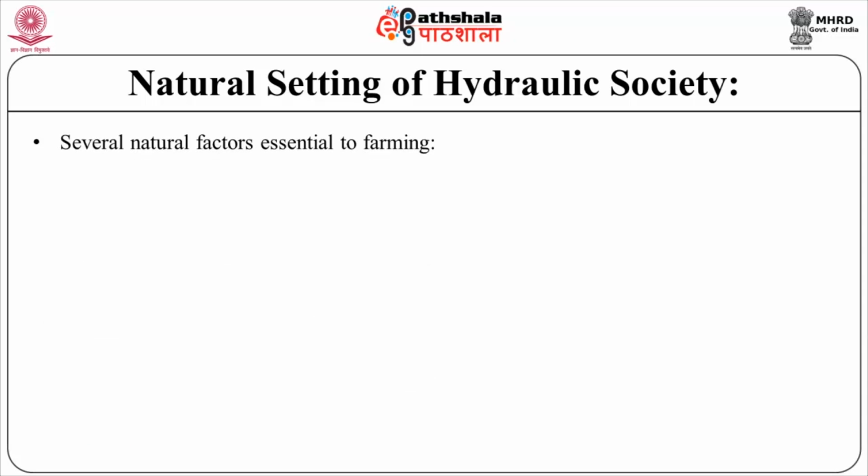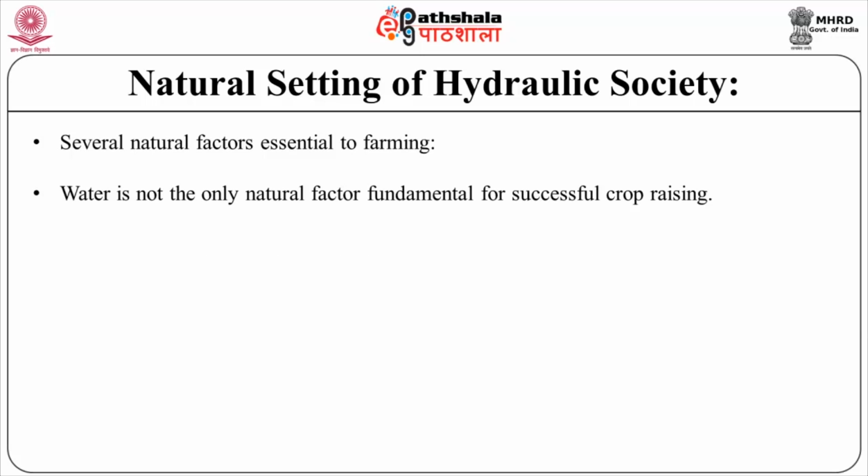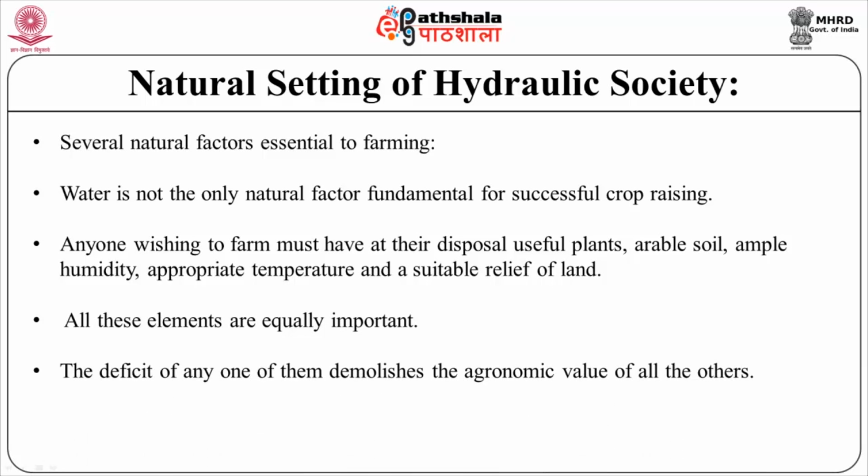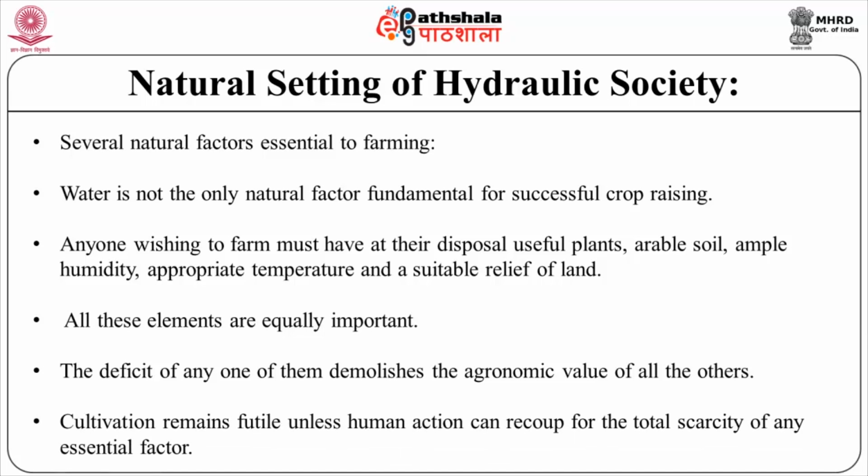Several natural factors are essential to farming; that is, water is not the only natural factor fundamental for successful crop raising. Anyone wishing to farm must have at their disposal useful plants, arable soil, ample humidity, appropriate temperature and a suitable relief of land. All these elements are equally important. The deficit of any one of them demolishes the agronomic value of all the others. Cultivation remains futile unless human actions can recoup for the total scarcity of any essential factor.